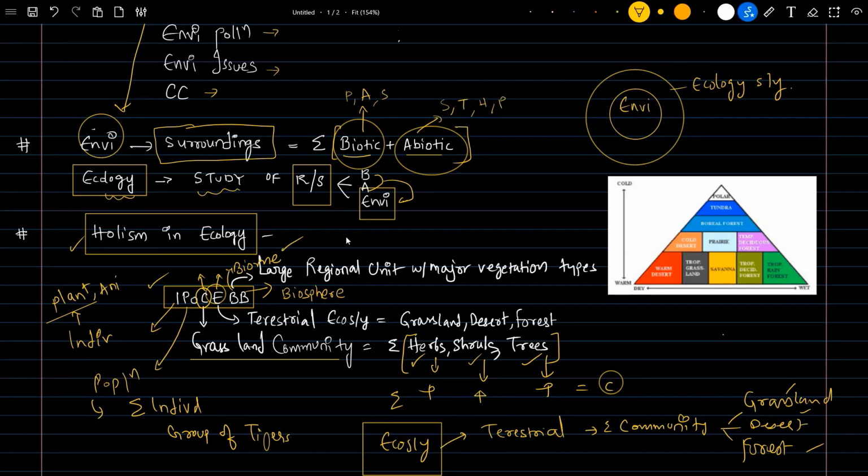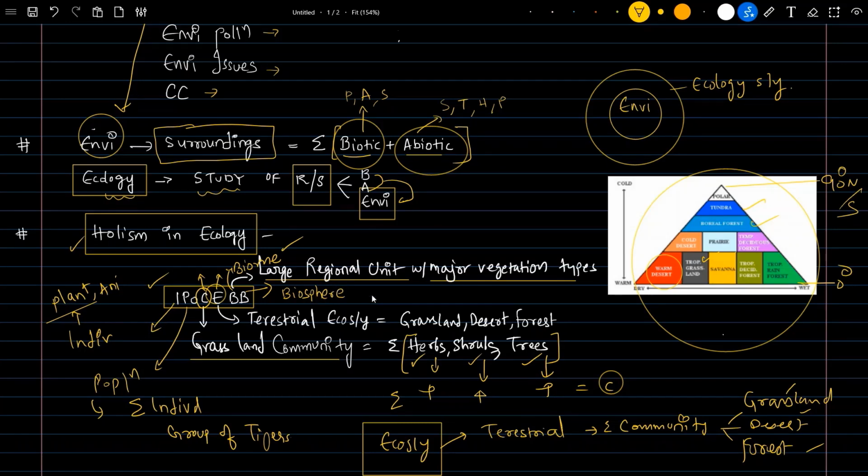Next, what is biome? Biome is simply a large regional unit with major vegetation types. So we have different biomes, and based upon different latitudes, we categorize them. Let's say here we see warm desert, tropical grassland, savannas, tundra, boreal forest. So this is the triangle, from 0 degree latitude to 90 degree north or south latitudes. This is called a biome.